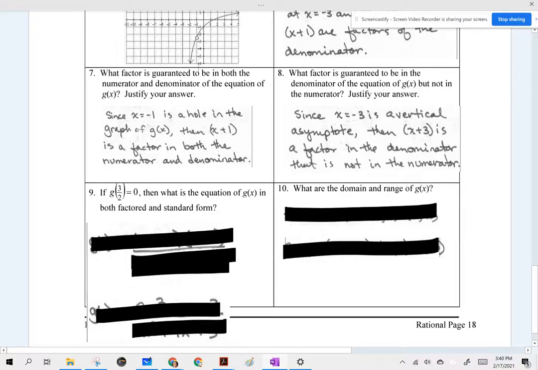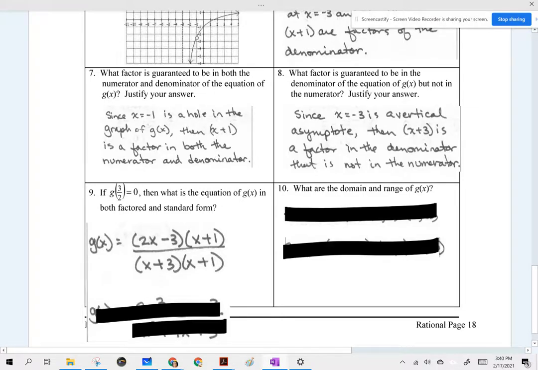All right, it says if g of 3 over 2 is equal to 0, then what is the equation of g of x in both factored form and standard form? So they're actually identifying number 9 as the 0. So let's see if you can try that. All right, so we should know that in the denominator we have x plus 3 and x plus 1. We also know that x plus 1 is in the numerator because of the hole. And then now we just need to establish the 3 halves, which is given by the 2x minus 3.